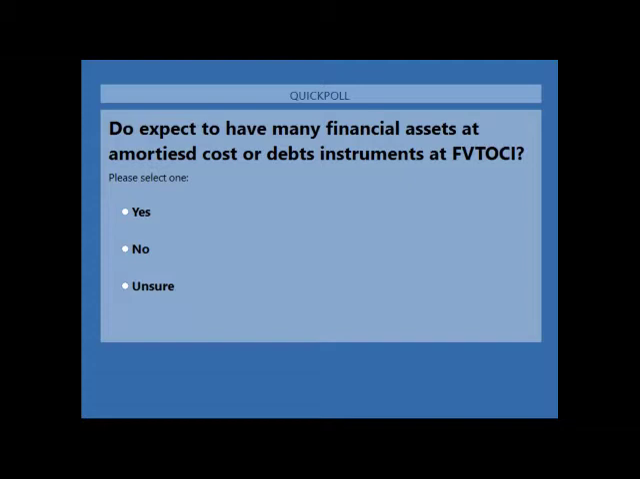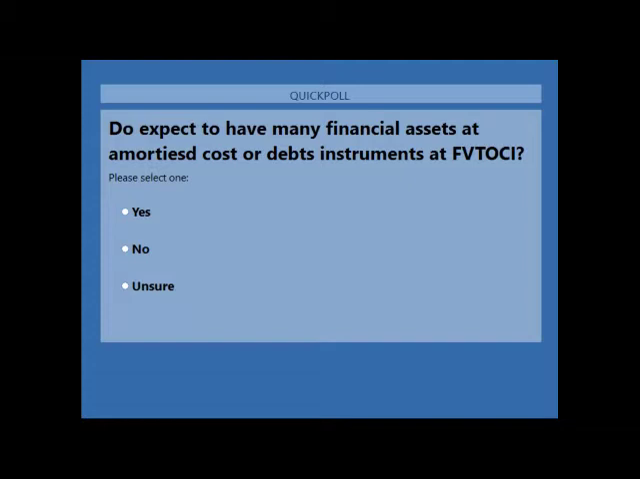So, would you have amortized costs? So we're thinking related party receivables, loan receivables, trade receivables, all of those are amortized costs, and this would potentially impact you.